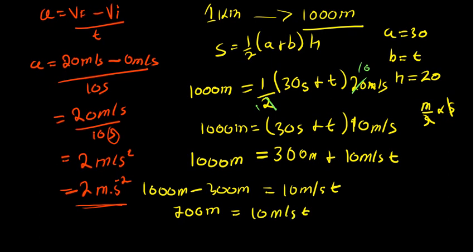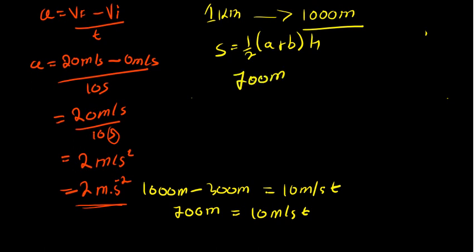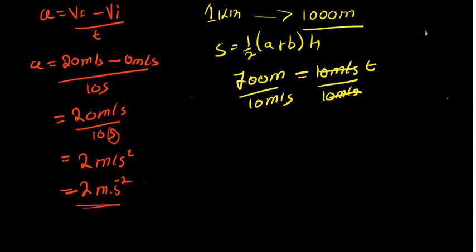So let me just erase the top part. So what we have is 700 meters is equal to 10 meters per second t. Divide both sides by 10 meters per second. This side we are going to cancel like that. So 10 into 700 is basically 70. So you have 70.